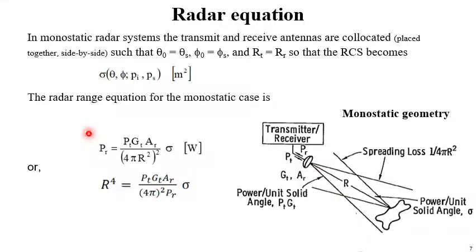So the radar equation for the monostatic situation is PR equal to PT GT AR divided by 4 pi R square whole square, into sigma. Or we can write it in terms of R to the power 4. So R to the power 4 equals PT GT AR sigma divided by 4 pi square PR.